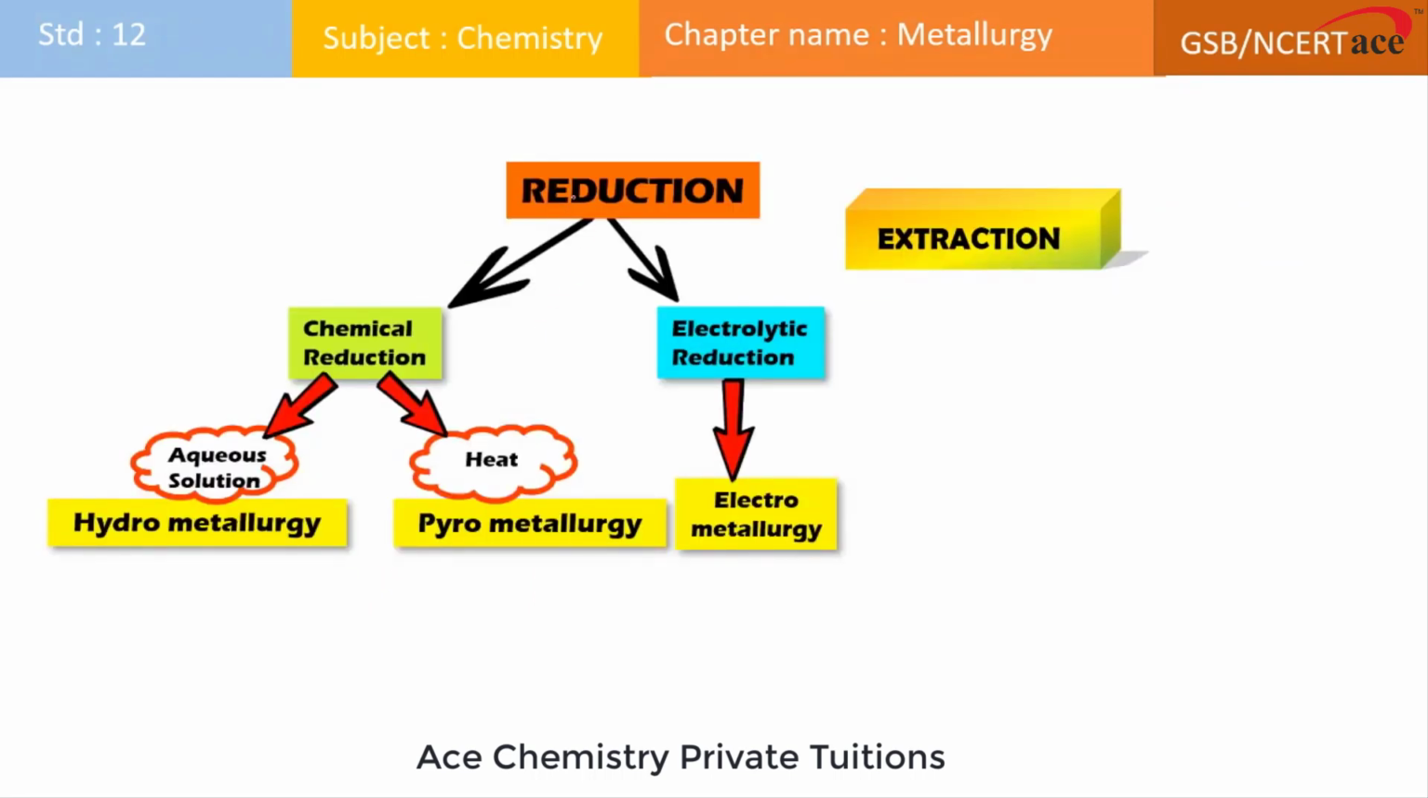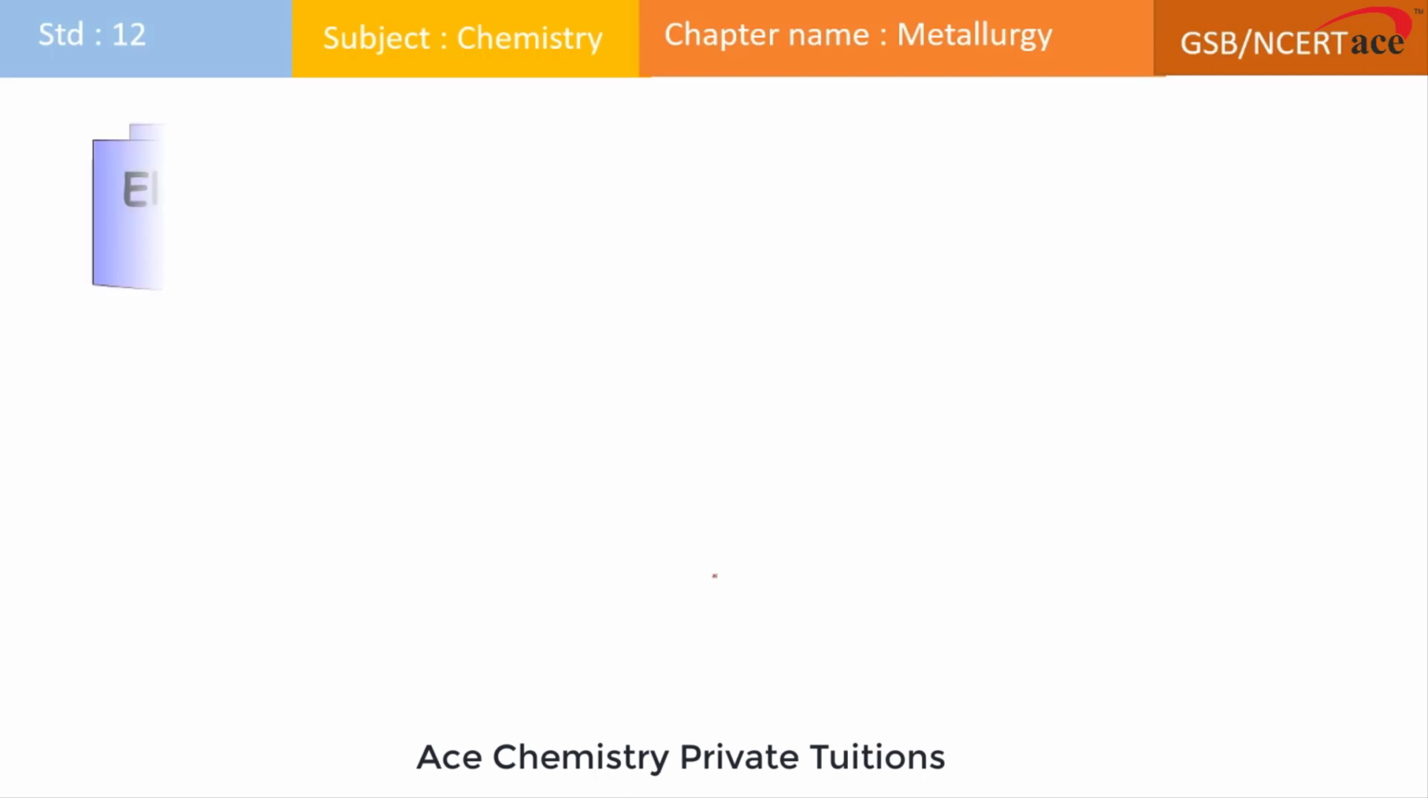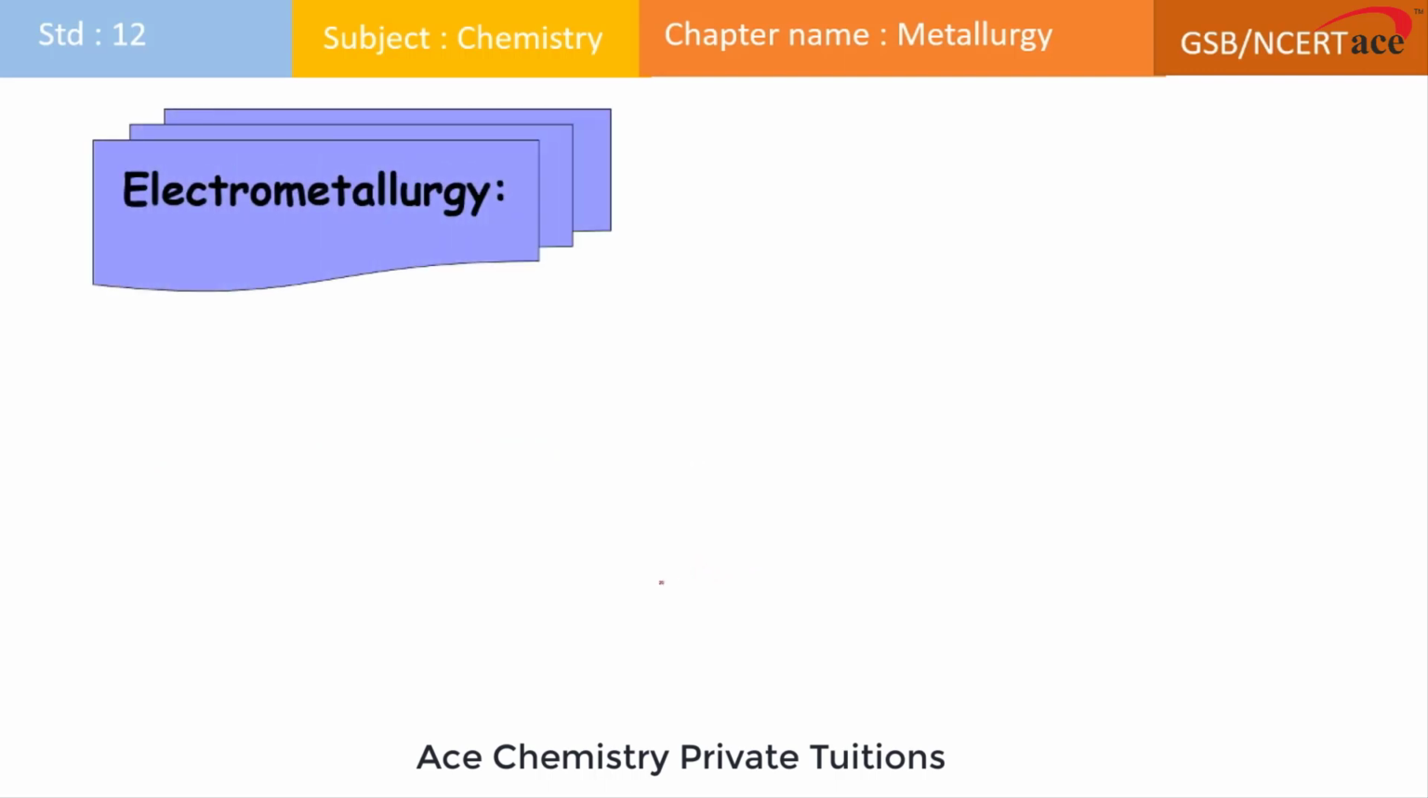Move to another method of reduction. Now this method of reduction that we refer to as what? Electrolytic reduction. Student, the word that is used is electrolytic because it involves the principle of what? Electrolysis. So when we are carrying out electrolytic reduction, specifically in science, it is referred to as what? Electrometallurgy. Generally, student, electrometallurgy is applied for highly reactive metals, which involves electrolysis of their molten salts.